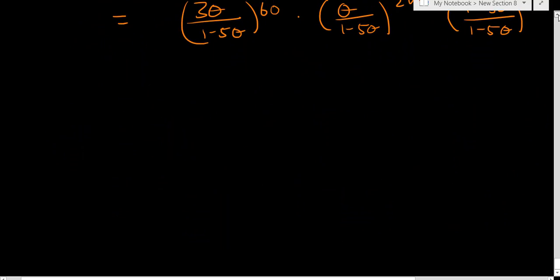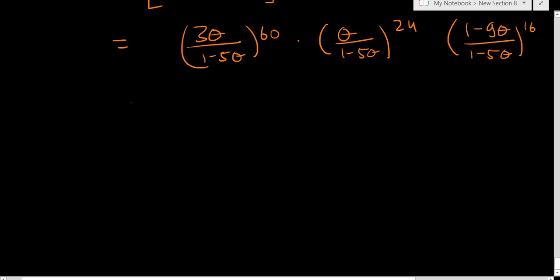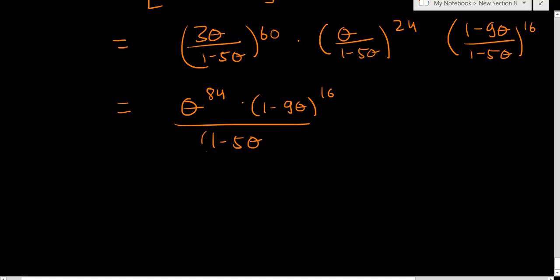Now the next thing we do here is that this 3 goes into a constant, and I'm going to multiply all the theta terms here. So the theta terms, there's a 60 in the power of theta, and there's a 24, so that becomes 84. And then I've got a 1 minus 9 theta to the power of 16, and in the denominator I've got a 1 minus 5 theta to the power of 60 plus 24 plus 16, that is 100. Okay, so this is my likelihood function, right?